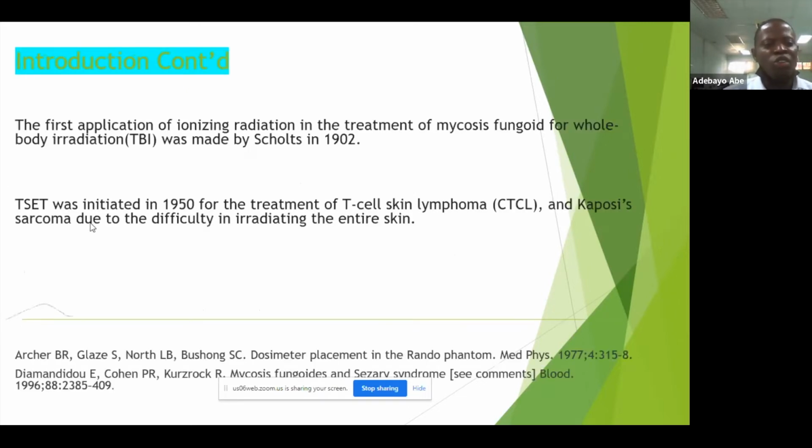The first application of ionizing radiation in the treatment of mycosis fungoides, for whole body radiation, was made in 1902. At that time it was on photons, but later total skin electron treatment was initiated in 1950 for treatment of T-cell skin lymphoma and for treatment of Kaposi sarcoma, due to the difficulty in irradiating the entire skin.